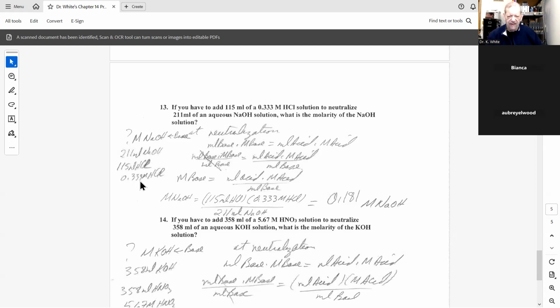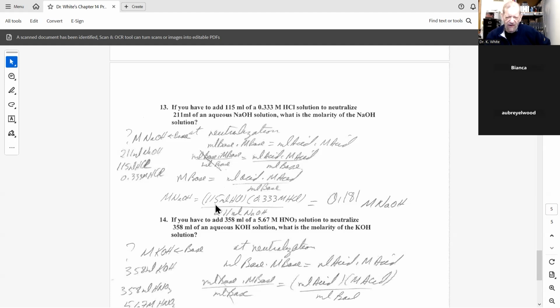At neutralization, milliliters of base times molarity equals milliliters of acid times molarity of acid. We're trying to find the molarity of the base. So how do we get rid of the milliliters of base? Divide by it. Anything divided by itself equals the number 1. But whatever you do to one side, you have to do to the other. This cancels out. We're left with molarity equals milliliters of acid times molarity of acid divided by milliliters of base.